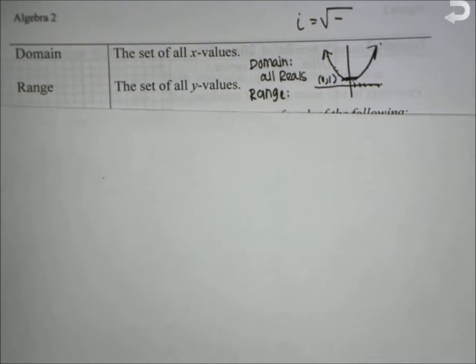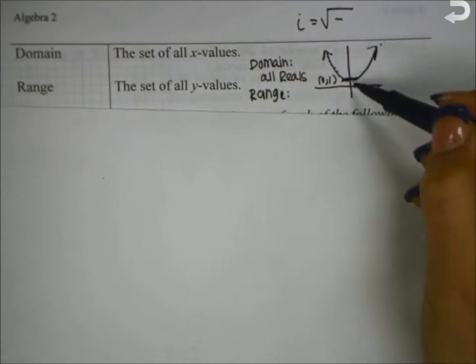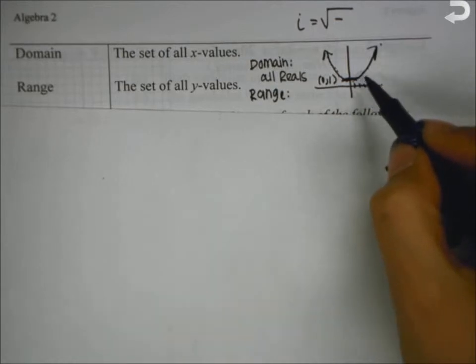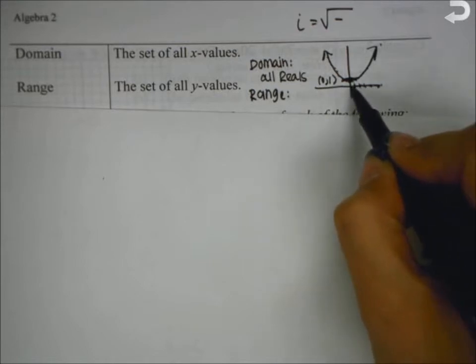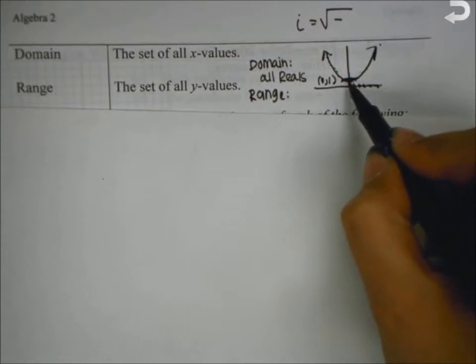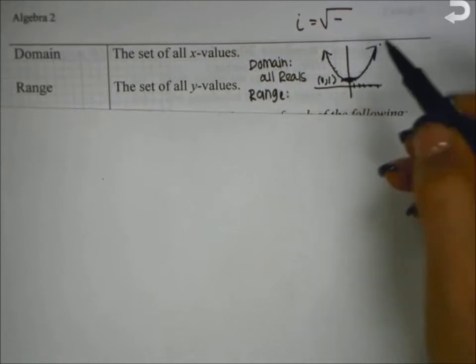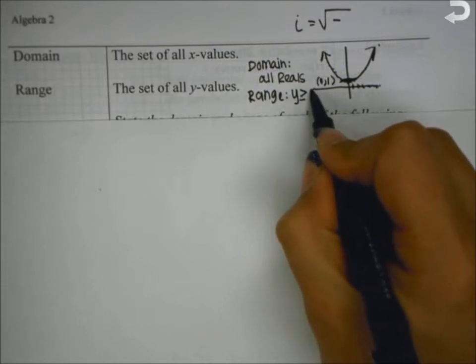Can y equal 0? Is that on the parabola? No, it's not, right? Well, the lowest point on the parabola is (0, 1). So can 0 be on the parabola for y? Can negative 1? Can negative 50? Can 20? 20 can. It's probably somewhere over here. So what would we call the range? Any y that is greater than or equal to positive 1. So any y that's bigger than that minimum. Okay, does that make sense?